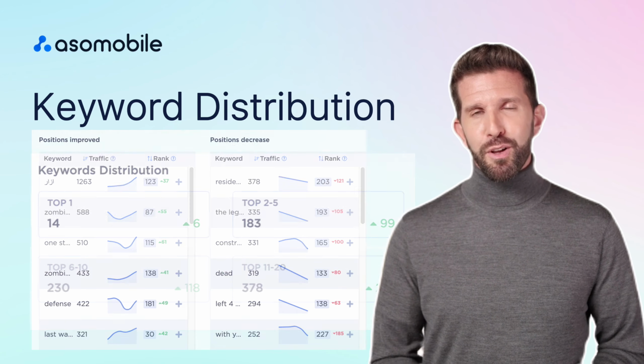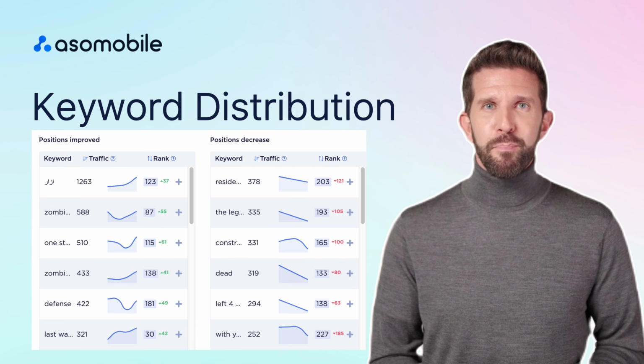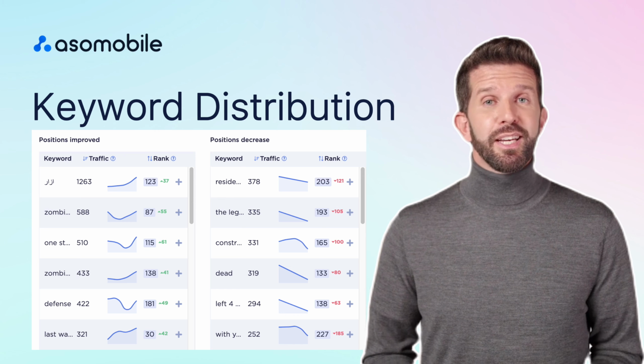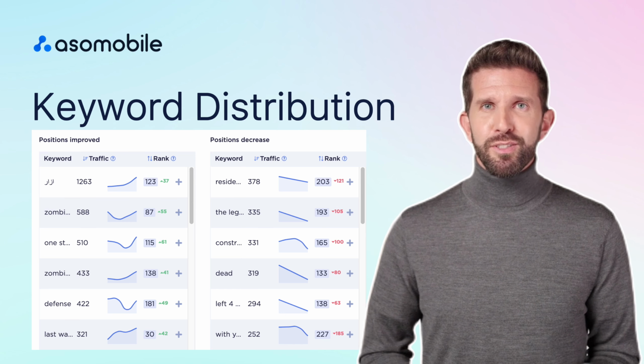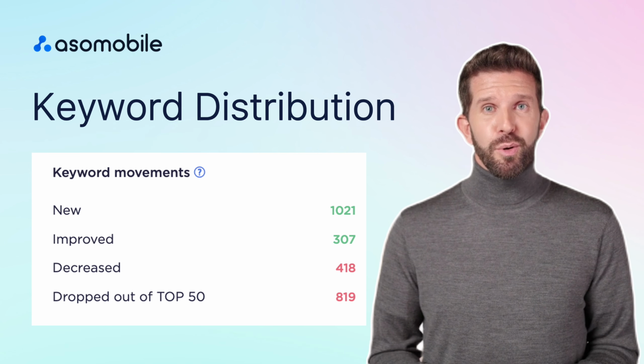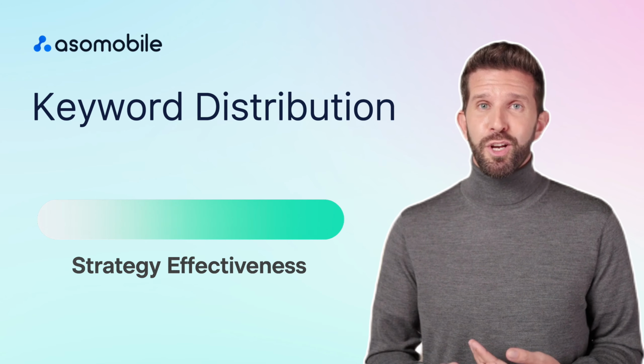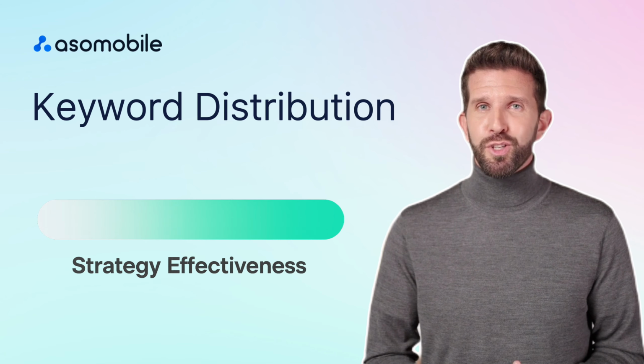You'll also see a clear comparison between growth and drop, which keywords have improved their rankings and which ones have lost positions since the last check. This helps you understand which areas of your strategy are working and where you might need to adjust.